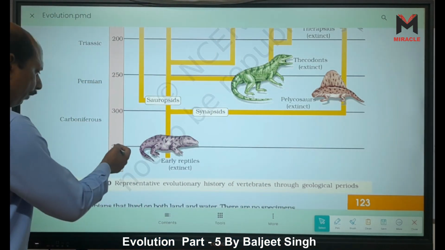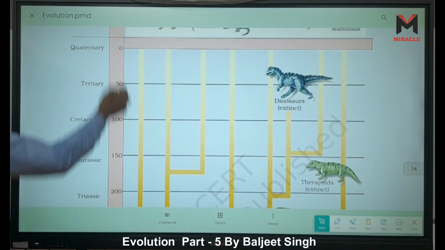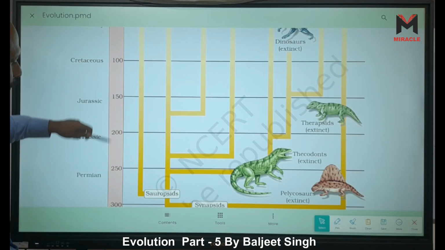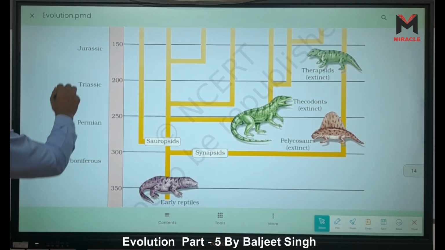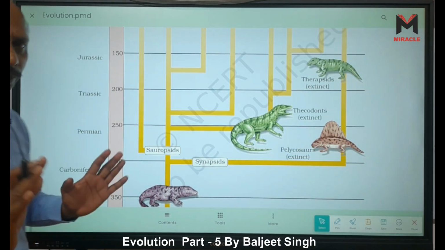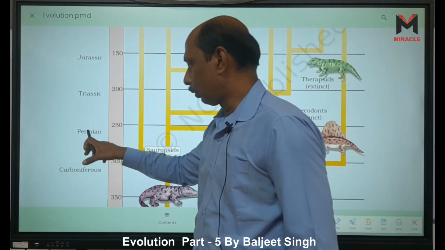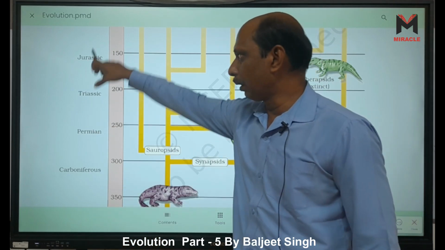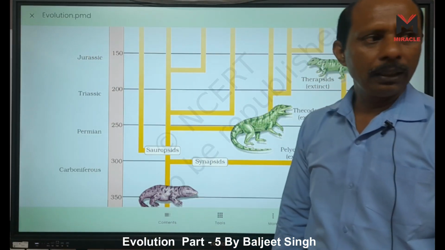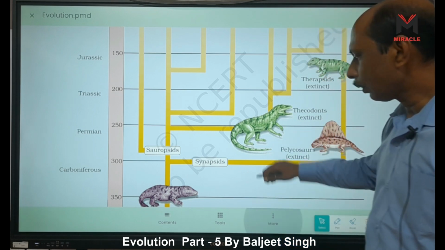Okay, what is given here? 350 million years ago, Carboniferous; 300, Permian; 250. You understand here, when you see 0, quaternary means today, then 50, tertiary, 100, 150, 200, 250, 300 and 350. If you remember the sequence of these eras, you understand there is a 50 million year difference, right? And then it helps to decide the time. If you learn the sequence of these periods, you can easily decide the year, right?